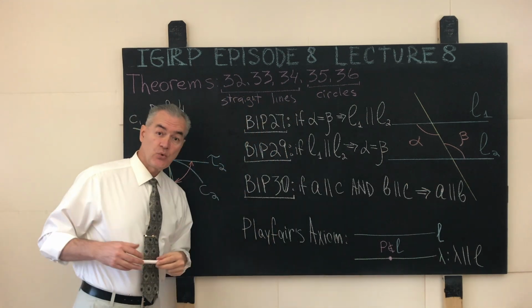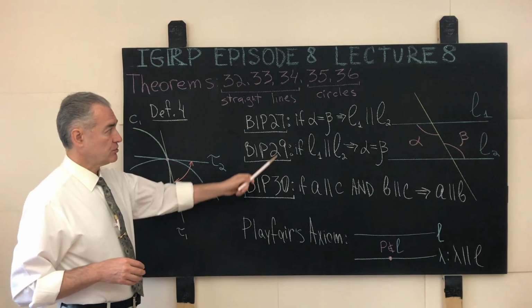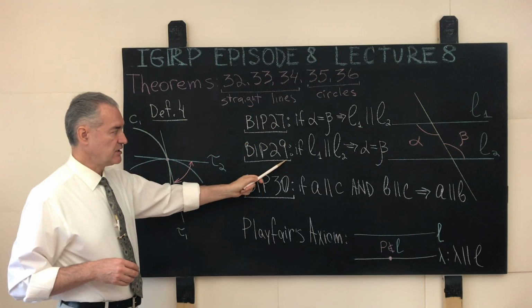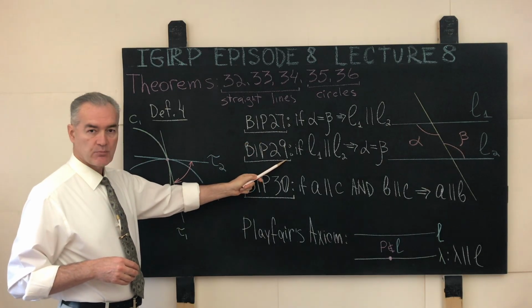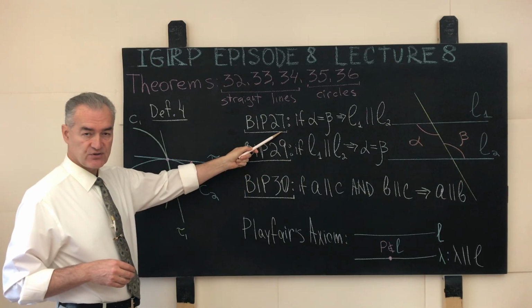Book 1 Proposition 28 in Euclid's Elements is a minor variation on Book 1 Proposition 27. We will not need that, but we will need the next theorem, Book 1 Proposition 29, which is the converse of the Book 1 Proposition 27.